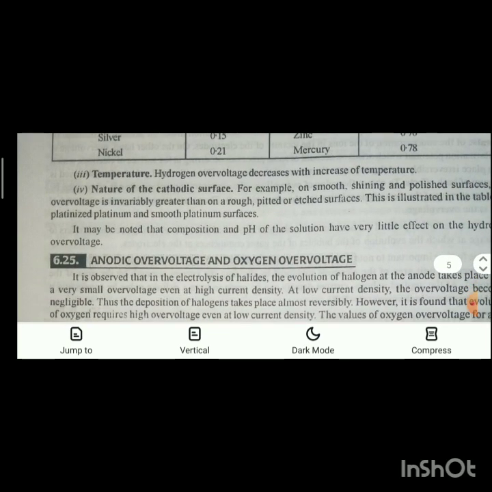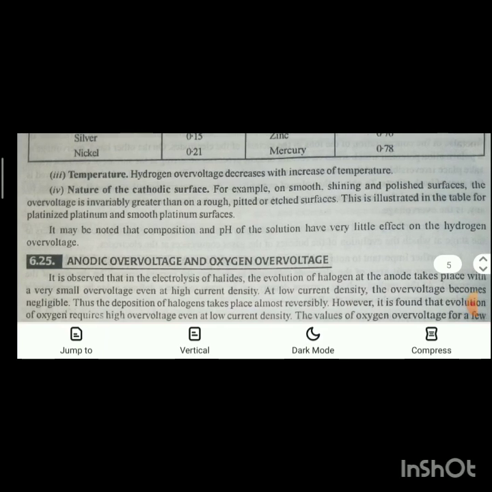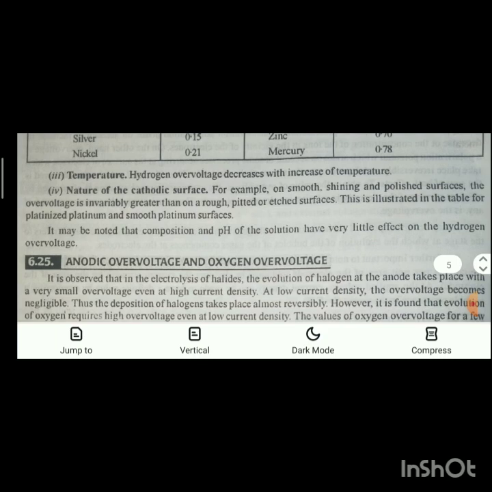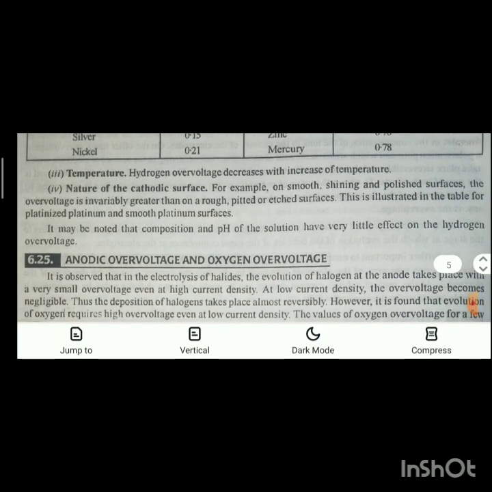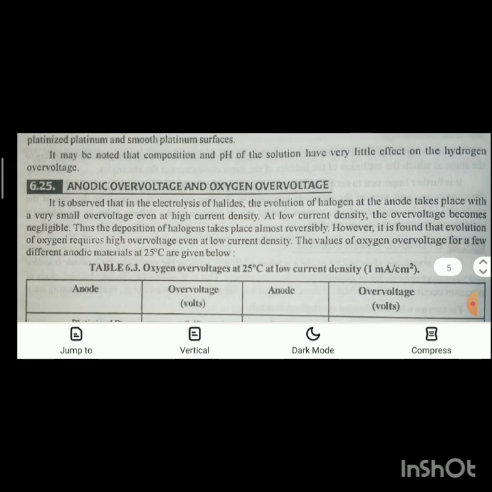Temperature. Hydrogen overvoltage decreases with increase of temperature. Nature of the cathodic surface. For example, on smooth, shining and polished surfaces, the overvoltage is invariably greater than on rough, pitted or etched surfaces. This is illustrated in the table for platinized platinum and smooth platinum surfaces. It may be noted that composition and pH of solution have very little effect on hydrogen overvoltage.